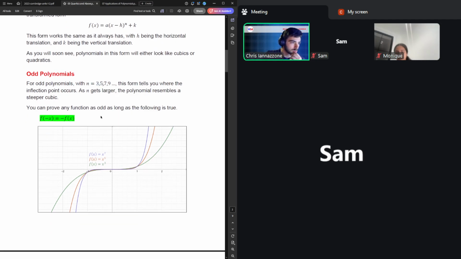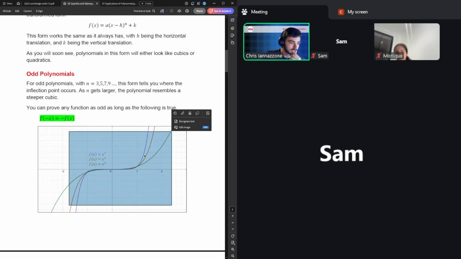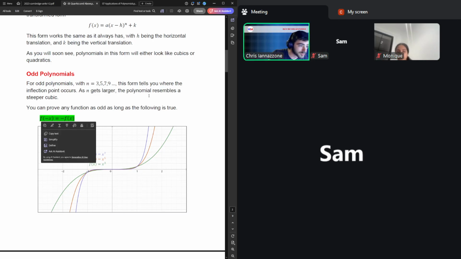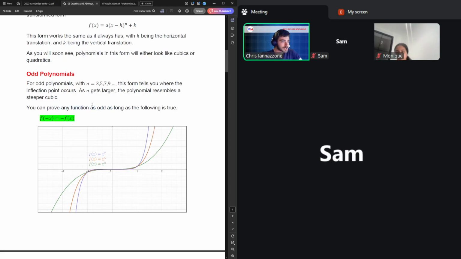Any odd polynomials in that form are going to essentially become steeper and steeper cubic-like shapes. So you can see the green line is the x cubed, and then everything else is increasing in power, and what you end up seeing is it gets steeper and steeper as it gets further away from the origin. It is also referred to as an odd function, which has this specific property. You can prove any function is odd as long as this is true.